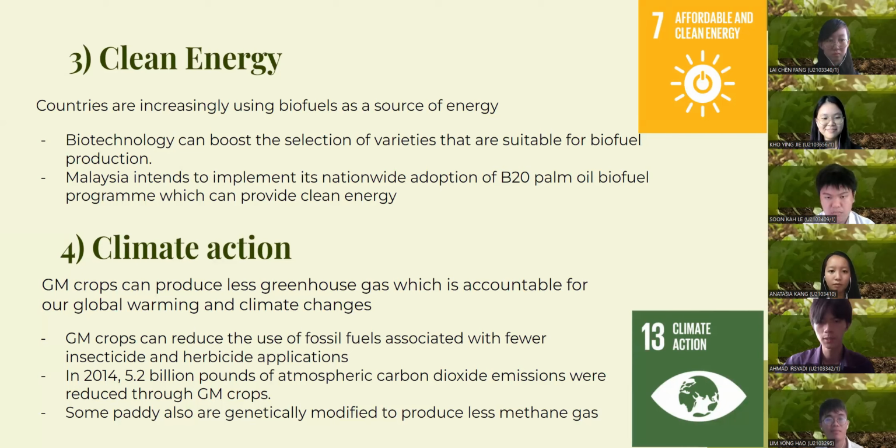Lastly, the fourth goal is climate change. GM crops can produce less greenhouse gas, which is accountable for the global warming effect and also the climate changes. GM crops that are pest resistant will use less fossil fuels that can cause global warming effect by producing CO2. In 2014, 5.2 billion pounds of atmospheric carbon dioxide emissions were reduced through GM crops. Not only that, some paddies that is common to us also are genetically modified using CRISPR technique to produce less methane gas, which is the second greenhouse gas after the CO2.